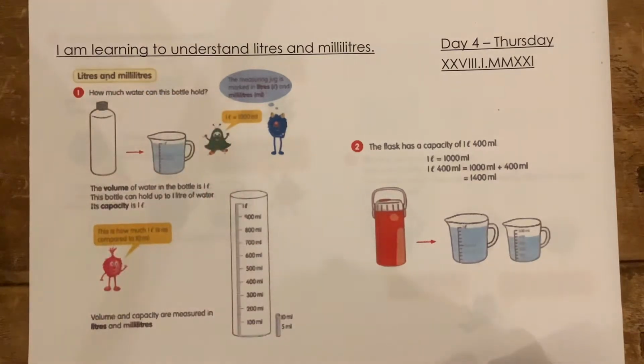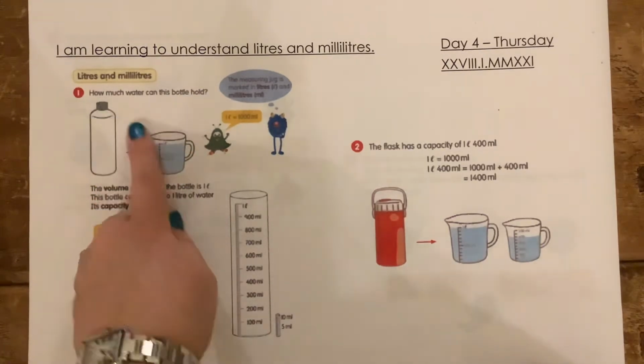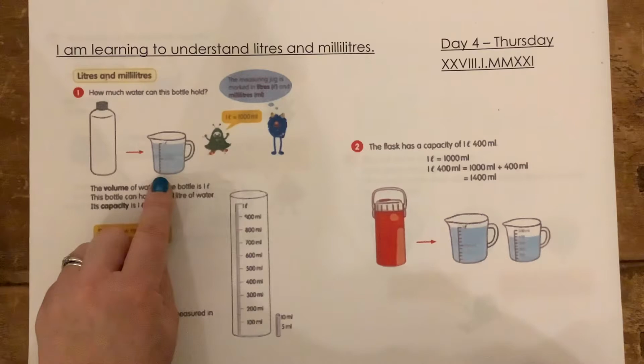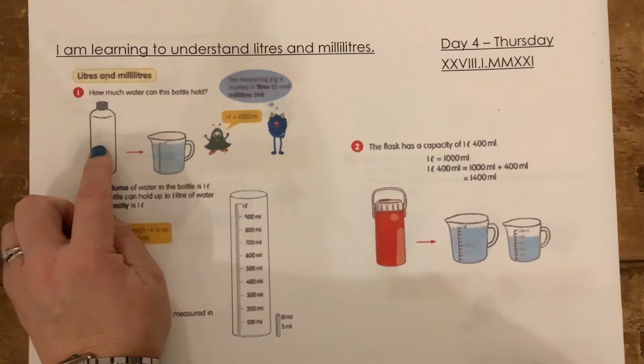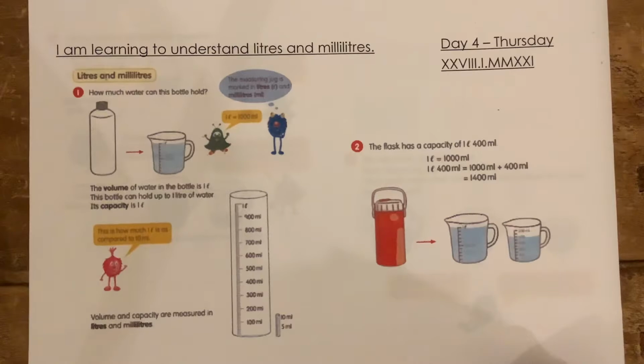How much water can this bottle hold? We're pouring the water from this bottle into this jug so that we can measure that volume. And hopefully you can read this scale on the jug, but you can see that there is a scale here. At the top of it, it reads 1 litre. So we know that this water which has been poured into the jug to measure it, the volume of water in the bottle is 1 litre. And we therefore know that the bottle can hold up to 1 litre of water. So the capacity of the bottle is 1 litre, sorry. We'll speak about capacity and volume in just a second.